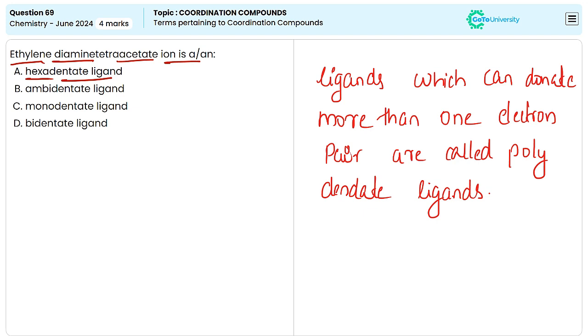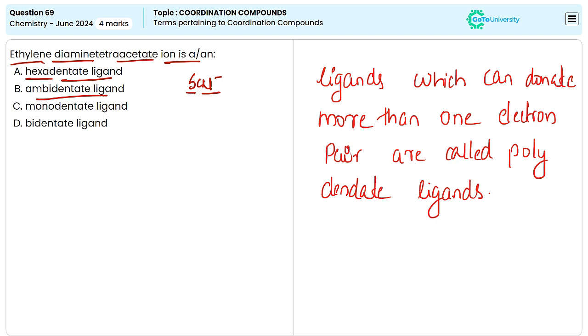The second option is ambidentate ligand. Ambidentate ligands can coordinate to the metal center through two different types of donor atom. For example, thiocyanate ion or SCN- ion is an example for ambidentate ligand, because they can connect to the central metal atom using either the sulfur atom or the nitrogen atom.